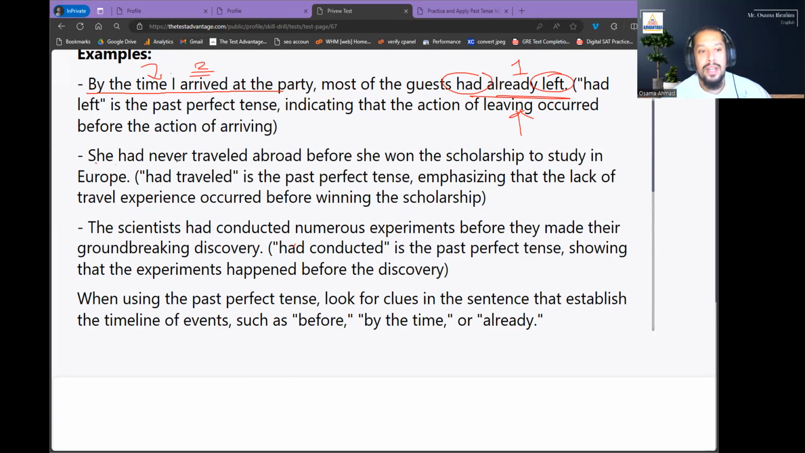Look at this one. She had never traveled abroad before she won the scholarship to study in Europe. Action number one, she never traveled. Action number two, she won. The scientists had conducted numerous experiments before they made their groundbreaking discovery. You see how this is action number one before action number two. So when using the past perfect, look for clues such as before, by the time, or already.